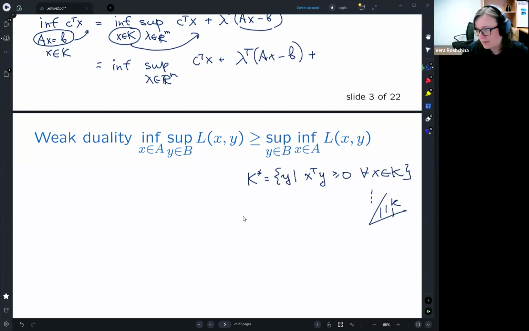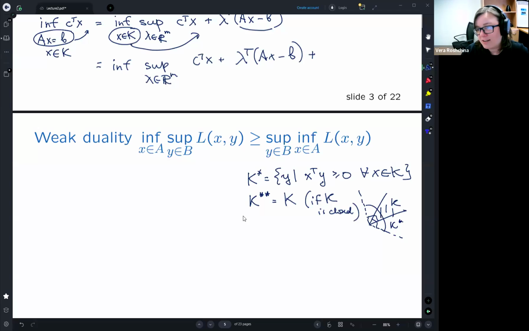So if I have my cone K that looks like this, then the dual cone will maybe look like this. So right angles here. This guy will be the dual cone. And a really cool thing is that if my cone K is closed, then when I take the double dual of a cone, I will get exactly the same cone. The double dual will be the closure of K, but if K is closed, then it will be just K.